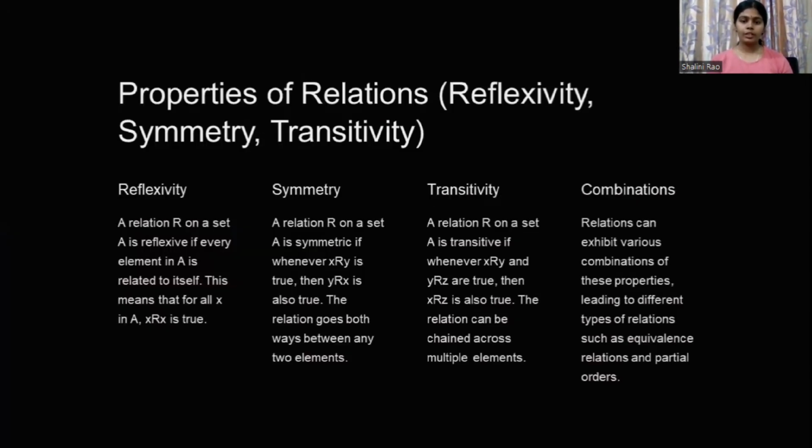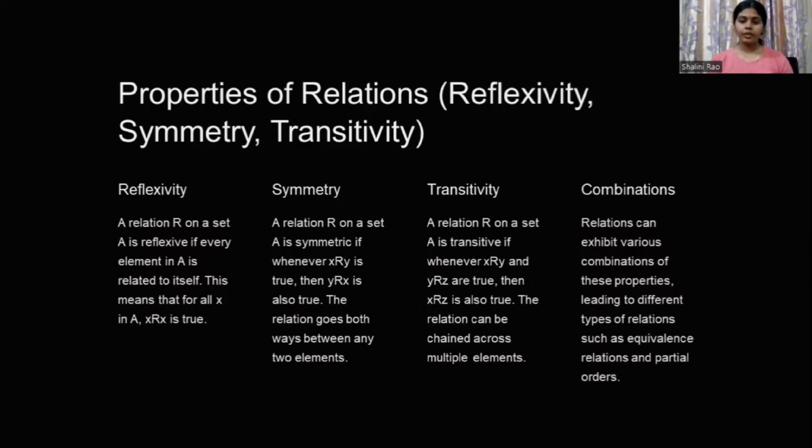Properties of relations. Reflexivity, symmetry, transitivity. Reflexivity: a relation R on a set A is reflexive if every element in A is related to itself. This means that for all x in A, x R x is true. Symmetry: a relation R on a set A is symmetric if whenever x R y is true, then y R x is also true. The relation goes both ways between any two elements.